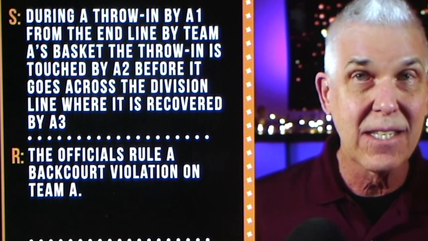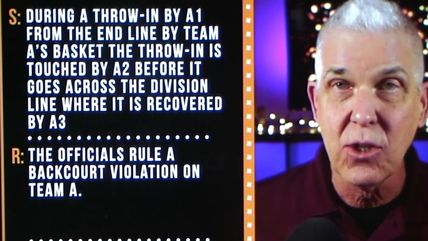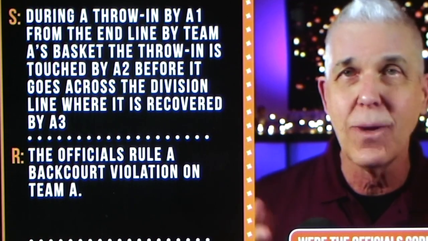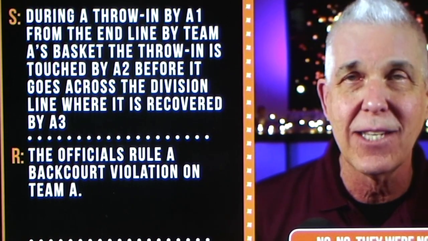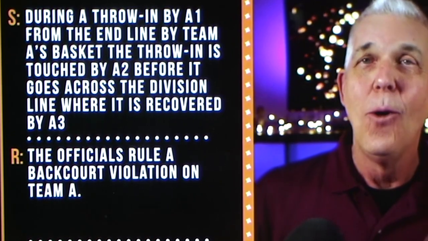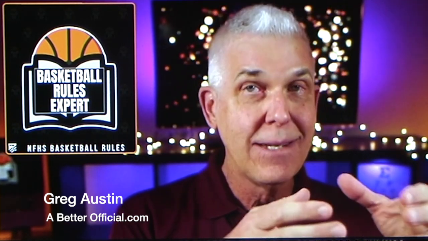The officials in this instance ruled a backcourt violation. Were the officials in this instance correct? Yes or no? This is one that everybody knows that's a backcourt violation, but no, it's not correct. What three components do we have to have for a backcourt violation? We must have team control on the court. We know that during a throw-in there is no team control.